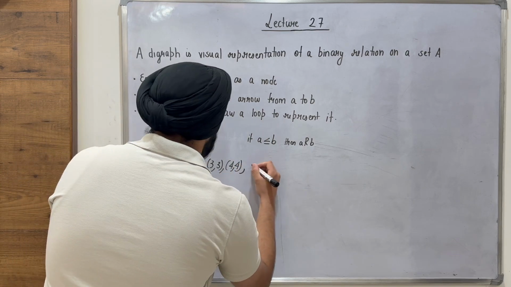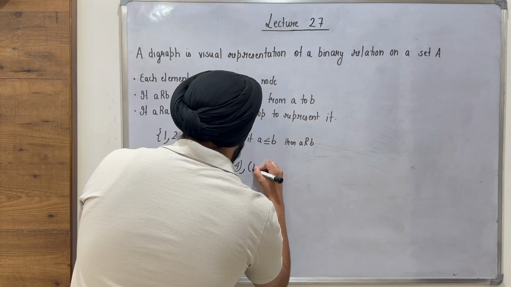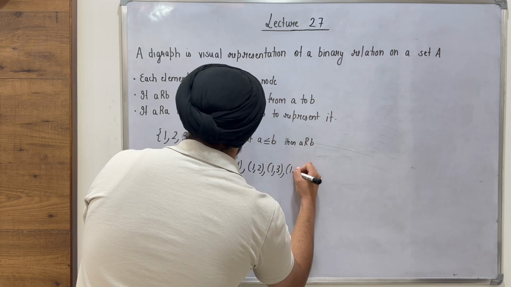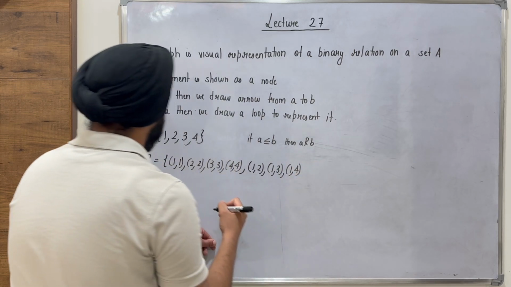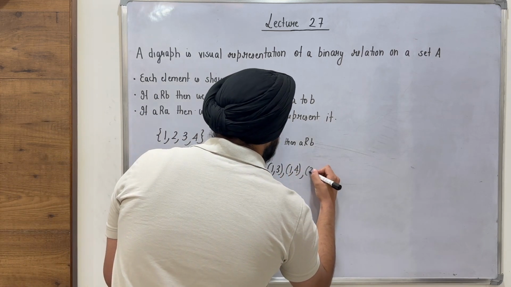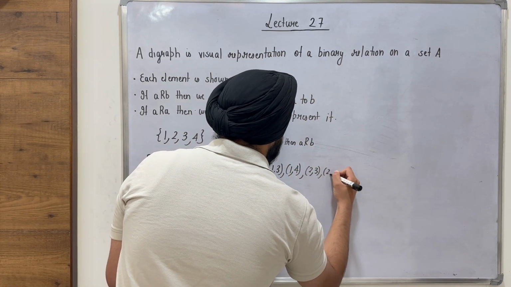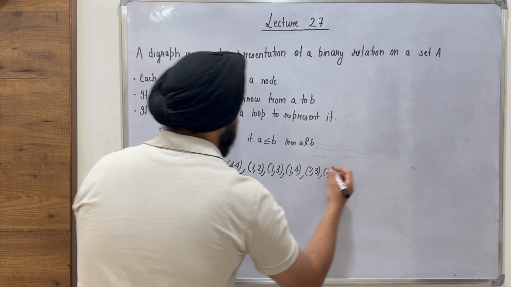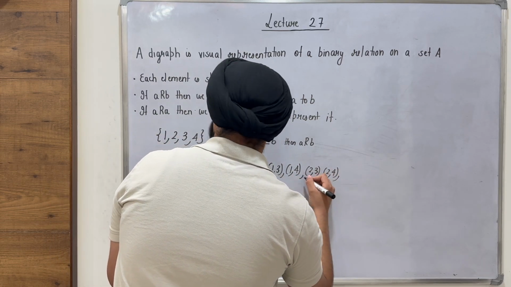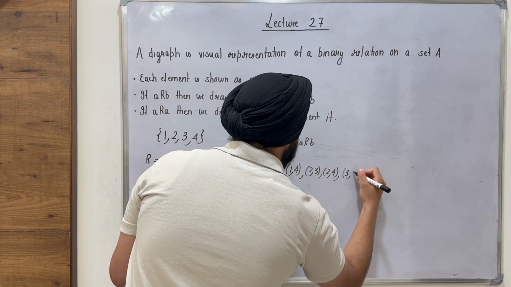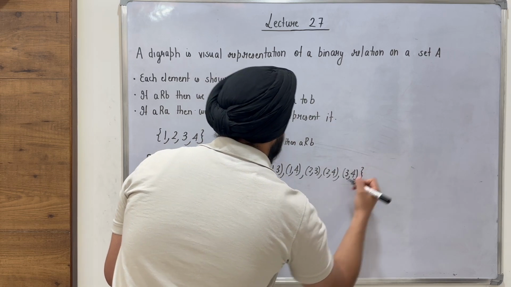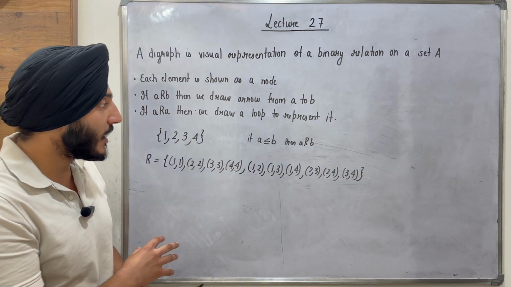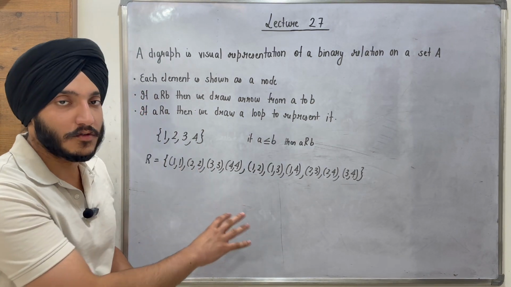So the other relations are going to be 1 comma 2, 1 comma 3, 1 comma 4, and then 2 comma 3, 2 comma 4, 3 comma 4, and I think that's going to be all the relations that I can form. Now let's try to understand how we can represent this using a diagram.